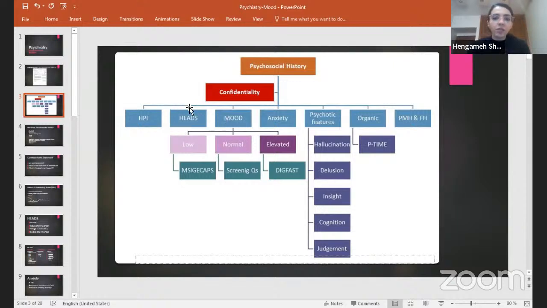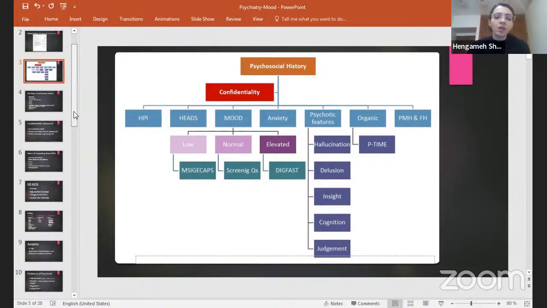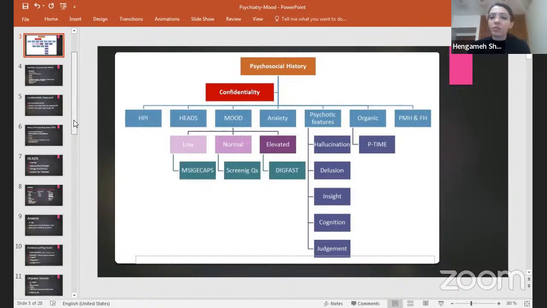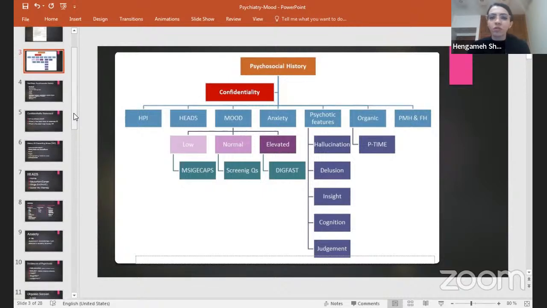Then you can see a few mnemonics here, which we will discuss later. Mood and anxiety is here. Psychotic features, organic, and again, going back to the roots of our knowledge of medicine, we see past medical history and family history is also there. So what I'm going to do today is elaborate this algorithm for you, and we are going to make psychiatry a bit more structured so it can make more sense.